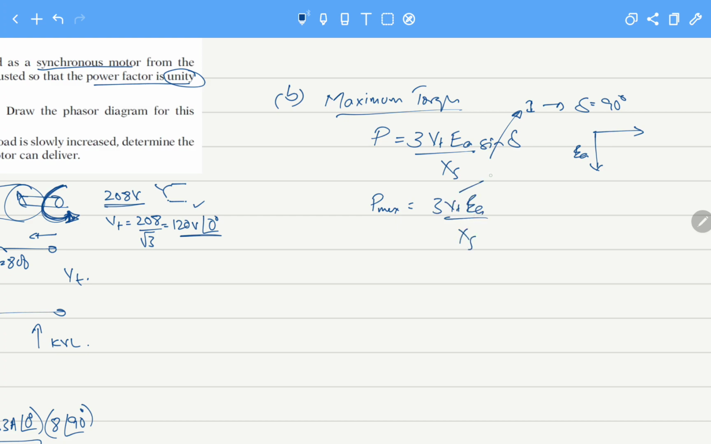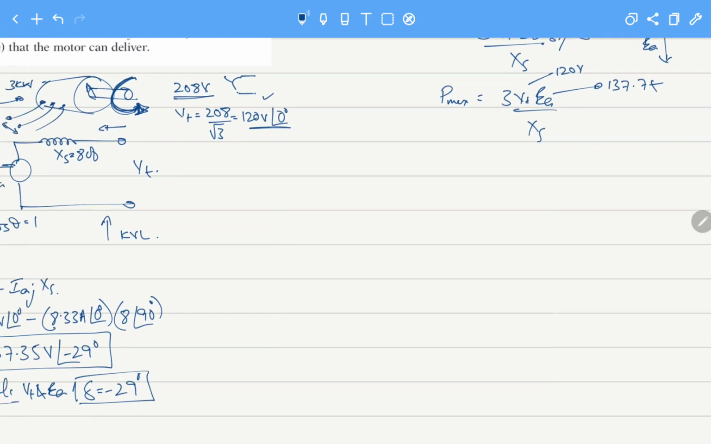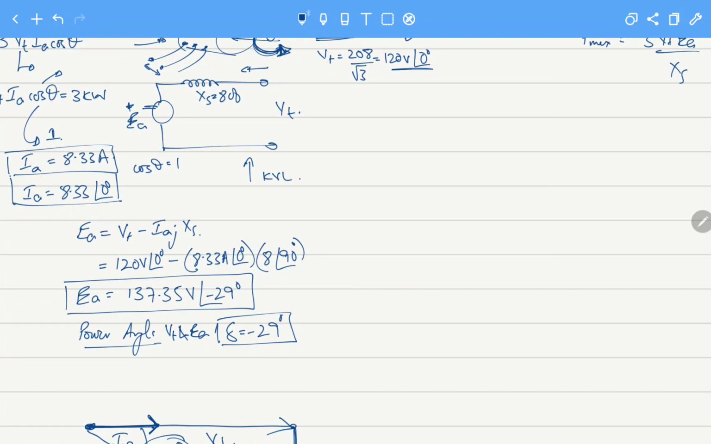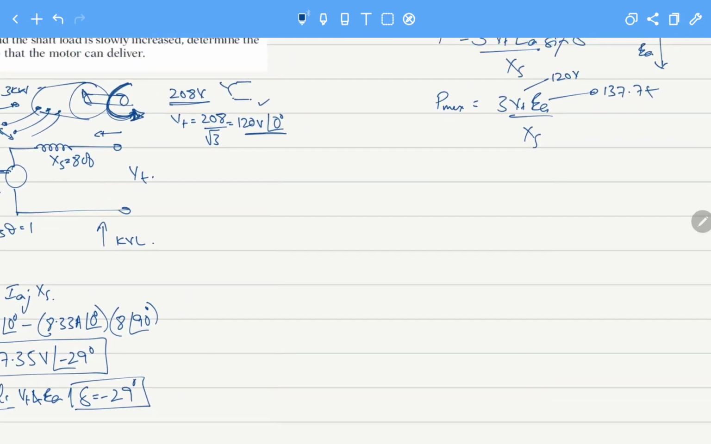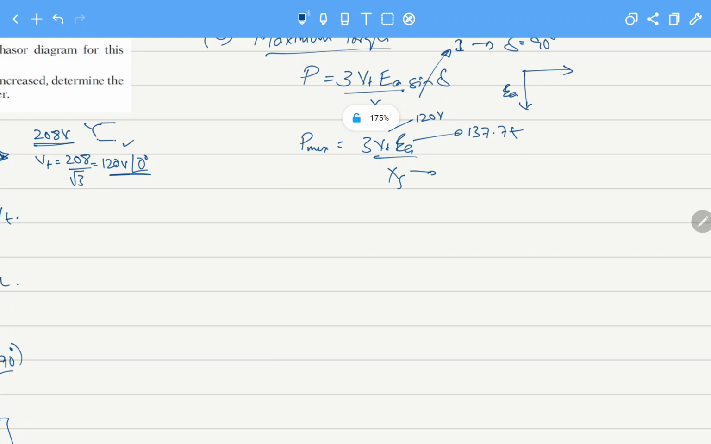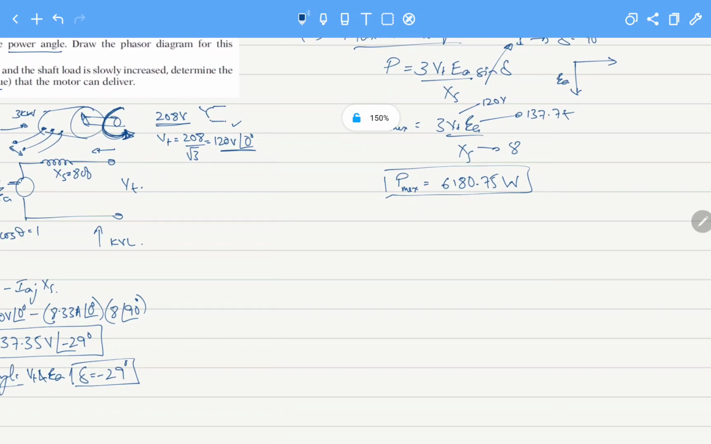VT we know is 120 volts, and what is EA? EA is 137.75. We have calculated this here. This is the value of EA, and XS is 8. So by substituting the values, the P max would be 6180.75 watts. This is the maximum power. And he has asked us about the torque, the maximum torque.